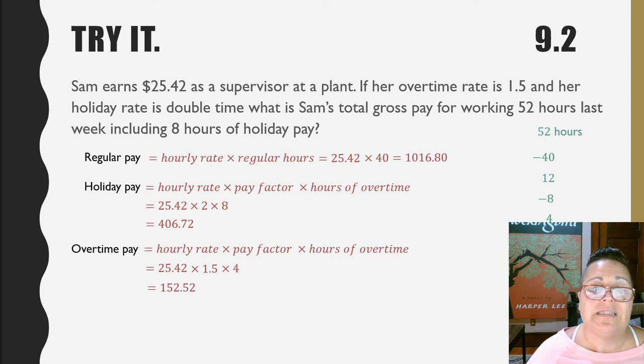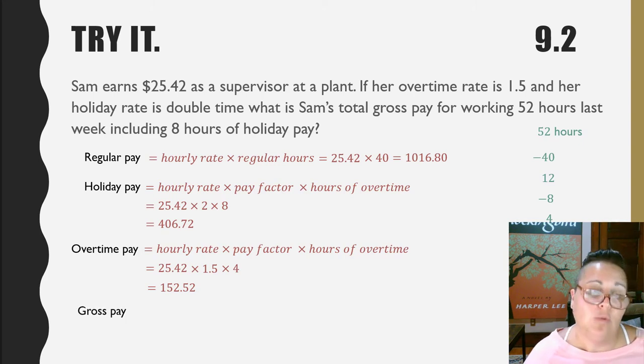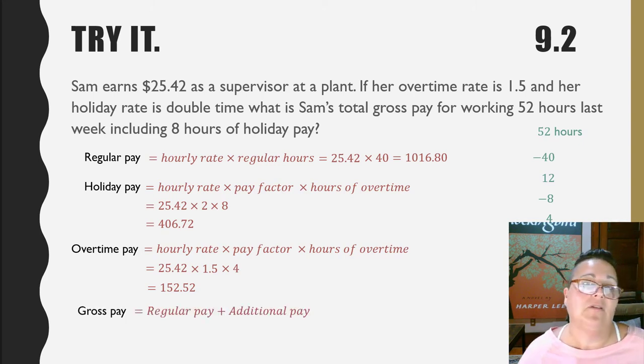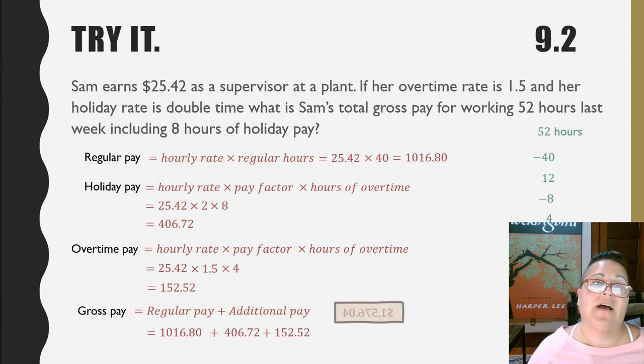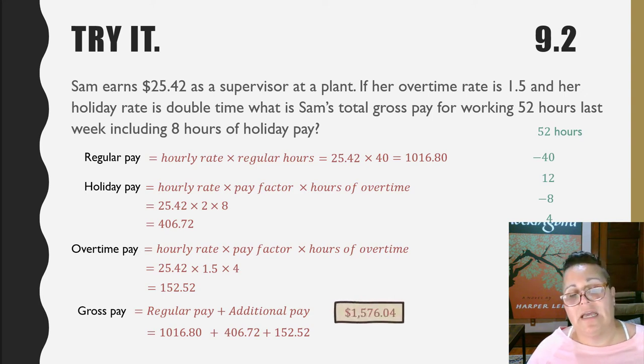$152.52. So Sam's gross pay is her regular pay plus any additional monies she received for overtime and holiday. So we're going to take the $1,016.80, add it to the $406.72, and add that to $152.52. This gives us a total of $1,576.04.